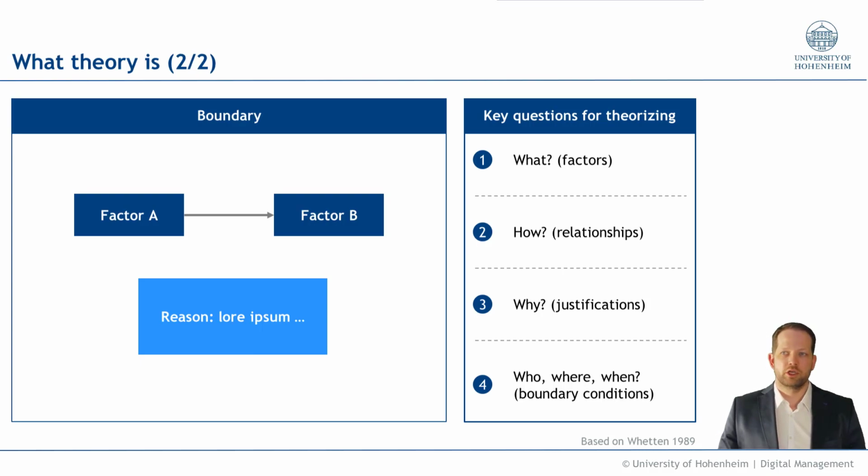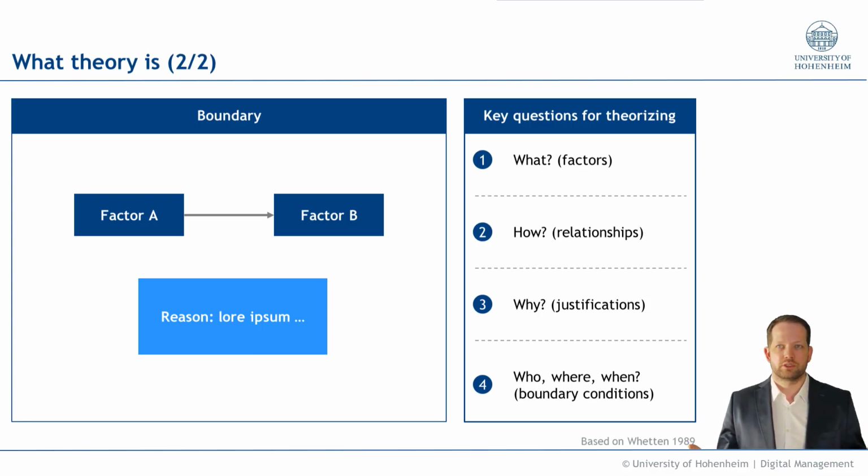Now, if you think about judging whether a theory is good or not, then you can look at these different elements. You can look at the factors and you can see, is it comprehensive on the one hand and parsimonious on the other hand? And achieving both is obviously a challenge, so there's a trade-off between comprehensiveness and parsimony.